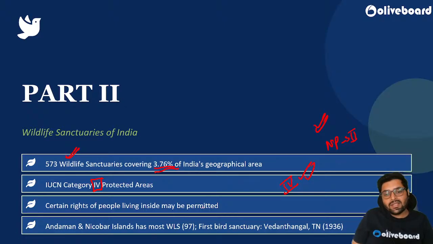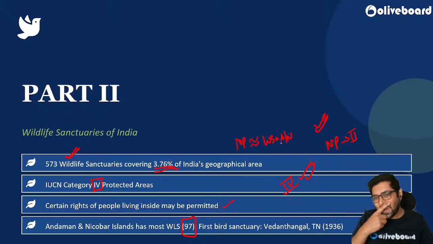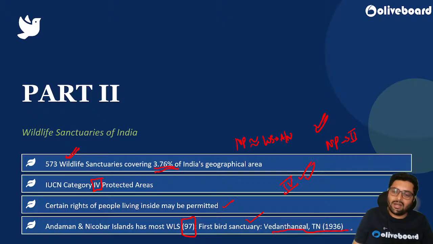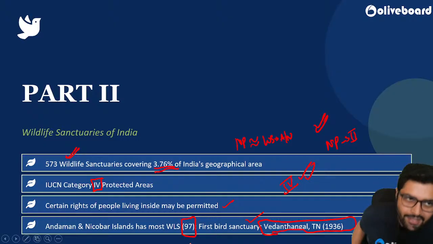Certain rights of people living inside may be permitted. But in a national park, is there any permit? No. Andaman and Nicobar has the maximum number of wildlife sanctuaries, 97. Can you imagine? The total number of national parks in India is nearly equal to the wildlife sanctuaries in Andaman Nicobar alone. 97. The first bird sanctuary was Vedanthangal, Tamil Nadu. Vedanthangal Bird Sanctuary was the first wildlife sanctuary.